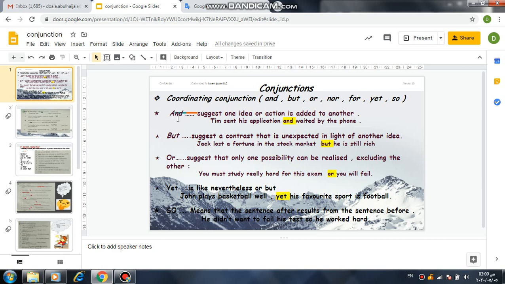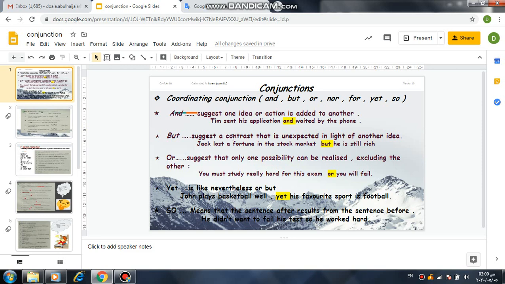Let's start with the first one, and. And suggests one idea or action is added to another. For example, Tim sent his application and waited by the phone. We add one action to another. We add waited to sent, so we use and.